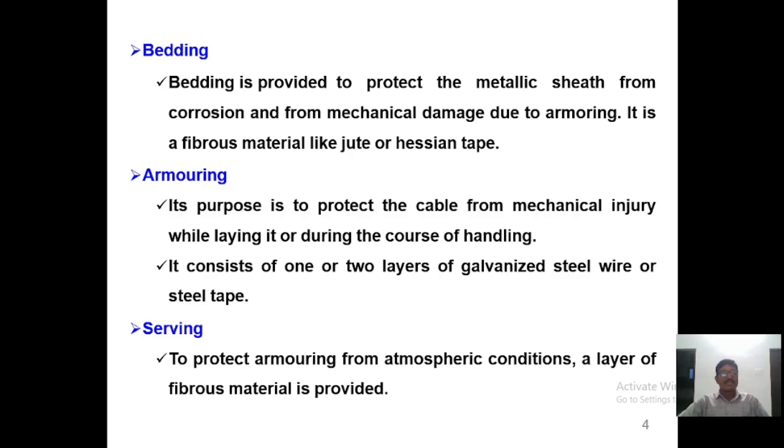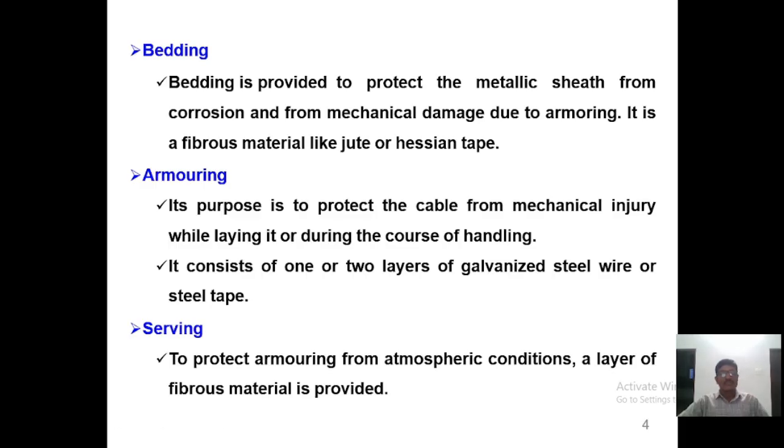After the bedding, the armoring is provided. The purpose is to protect the cable from mechanical injury while laying it or during the course of handling. It consists of one or two layers of galvanized steel wire or steel tapes.